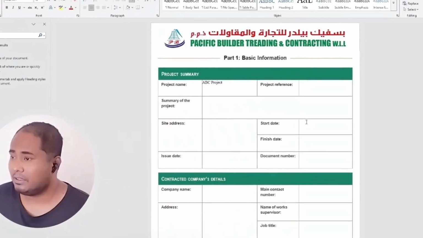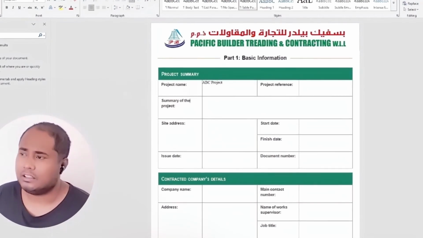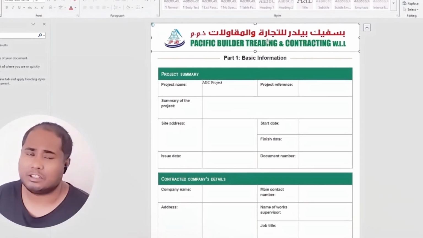You can see that at the top of the method statement I put the company logo. It is essential to show which company made this, so the logo should be put there. Then see the project name, like I have written here, EBC project. This is just an example; it is not any real project in the world.